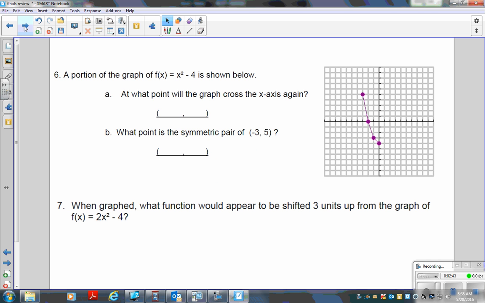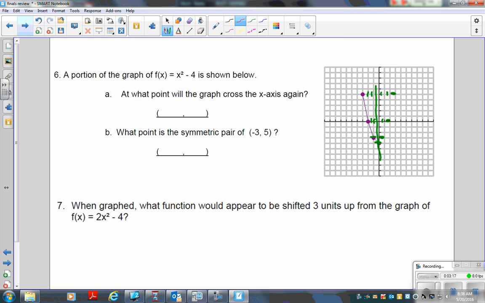All right, a portion of the graph y equals x squared plus minus 4 is shown below. At what point will the graph cross the x-axis again? That's actually pretty easy. Since this is going to be the vertex, then this is the axis of symmetry, which means all these dots are equal distance apart from each other. So this is 1 spot away. The next one is going to be right here. This is 2 units away. So it's going to be 1, 2 over here. And this one is 1, 2, 3, 1, 2, 3. Now that we have them equidistant from each other, now we can go ahead and answer these questions.